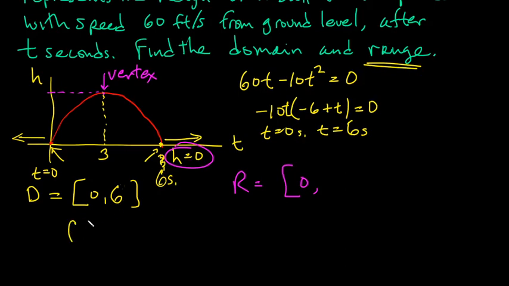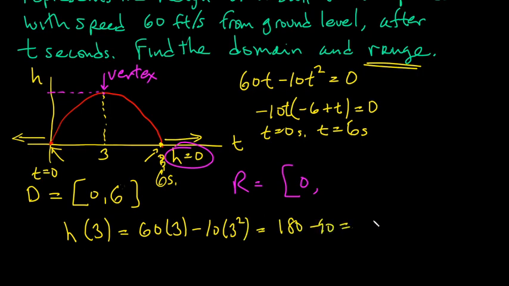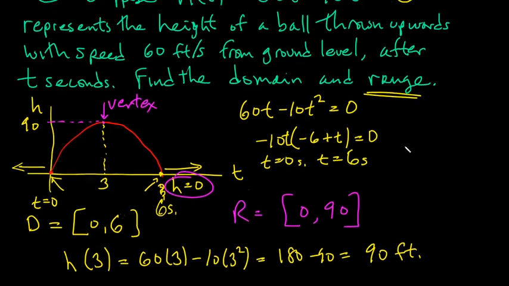So if that's the time at which it reaches the maximum height, oh, I'm sorry, we're using h instead of f here. So if I plug in 3 into the function, this is going to be 60 times 3 minus 10 times 3 squared. And that gives us 180 minus 90, which is 90, I guess we're in feet here. So 90 feet is the maximum height. So that should give you the range. It's from 0 to 90. And yes, we're including 90 because it does reach the maximum height. We're including 0 and so forth. So that would be the corresponding range.